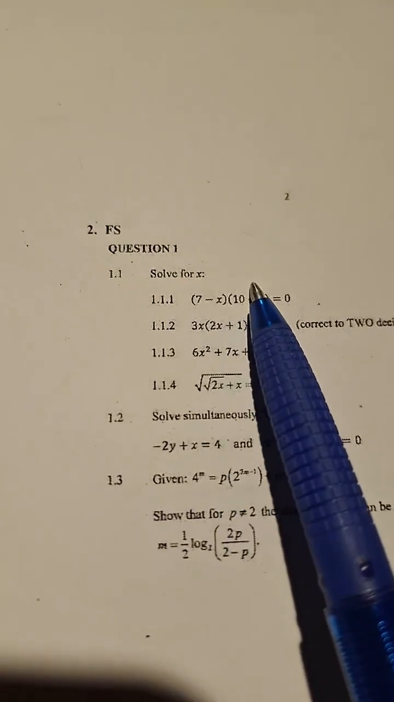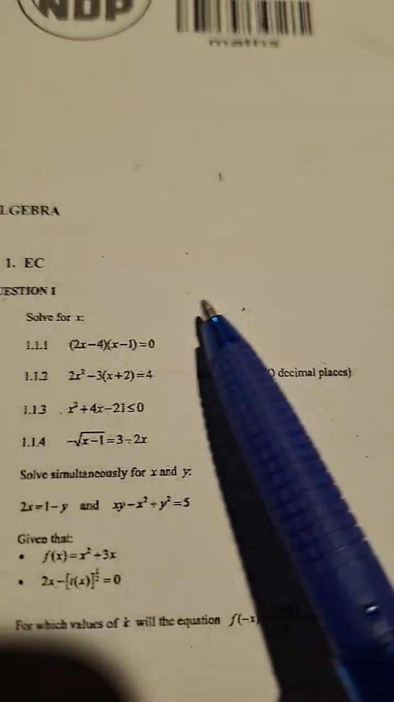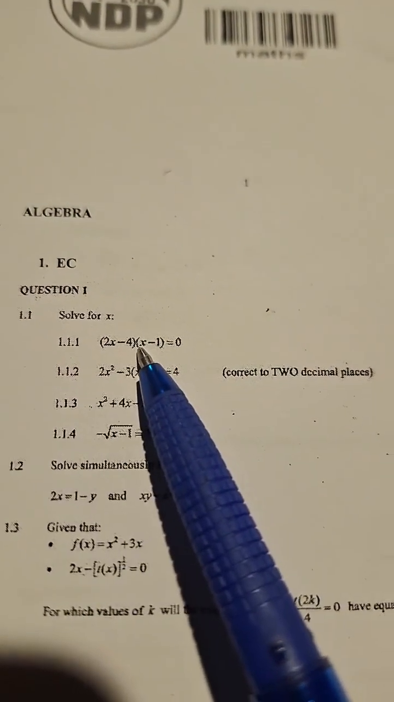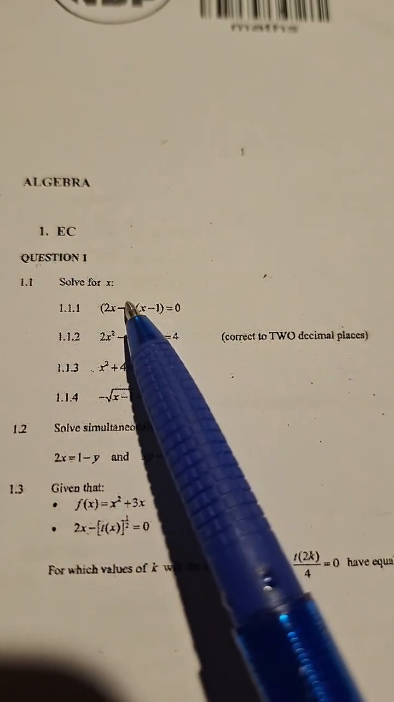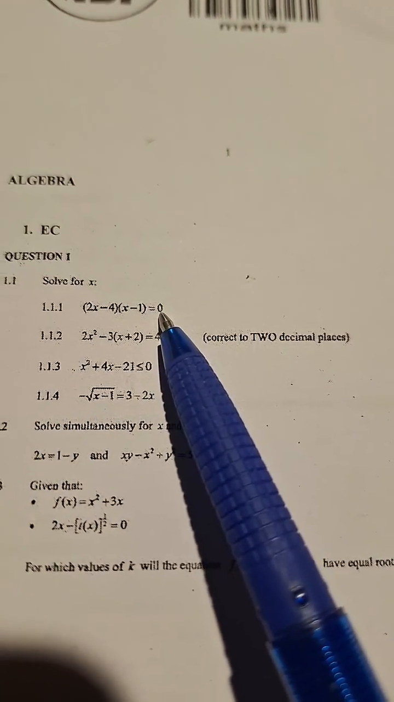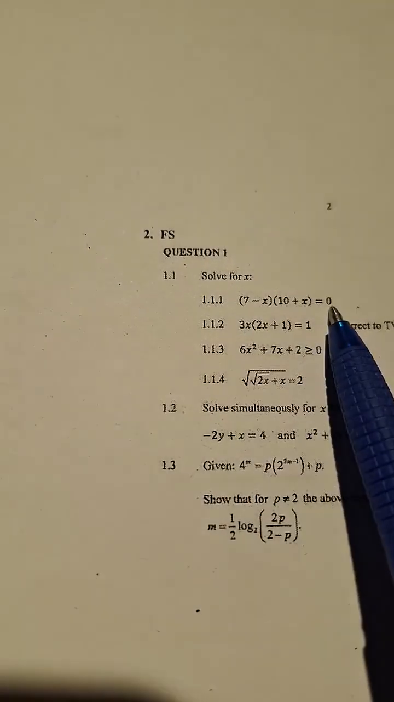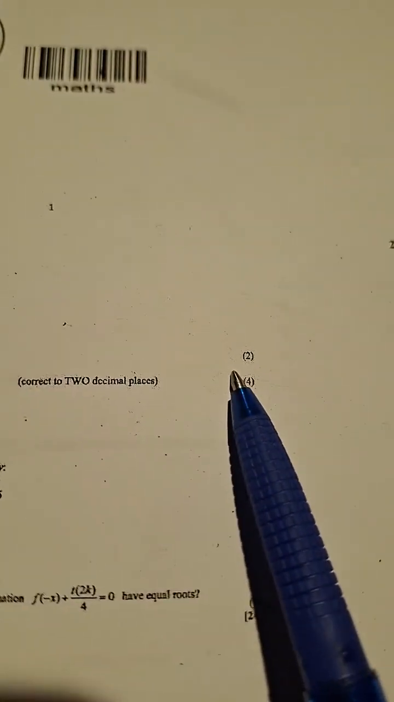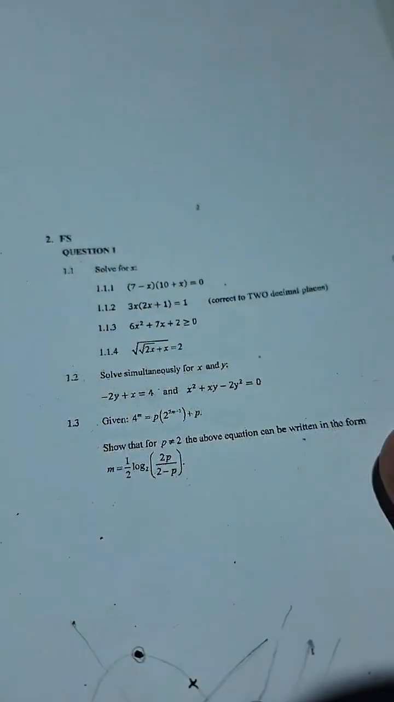If you look at the Free State trial exam paper as well, look at the similarities, guys. 1.1.1 has that question, which is kind of similar. It's a similar type of question where you have two brackets that are factors. They are both equated to 0. And also this one as well. Two brackets, factors of each equated to 0. Okay, so if we look at the mark allocation, it's 2 marks. There it's also a 2-mark question.